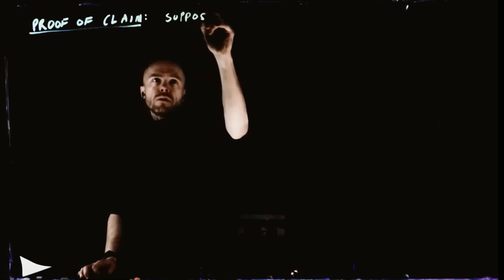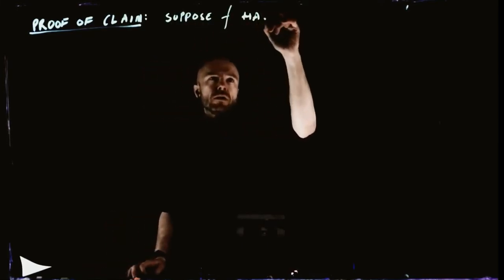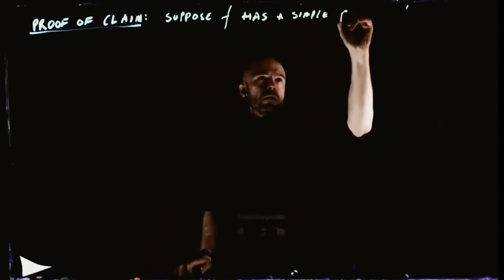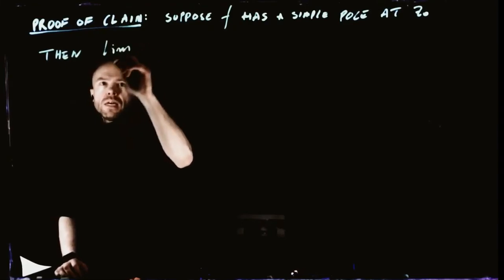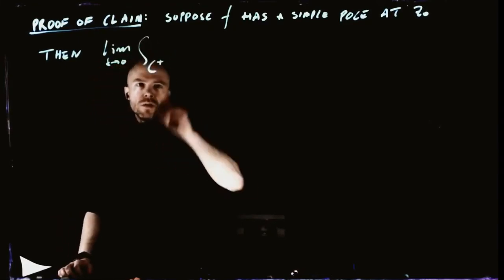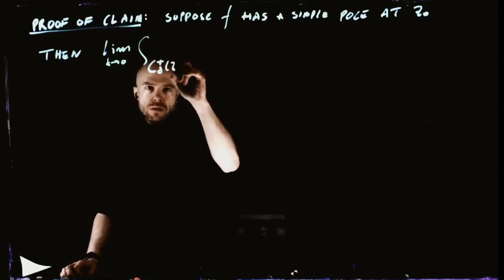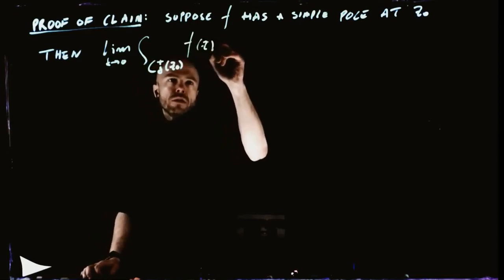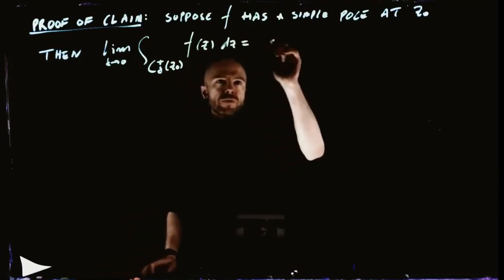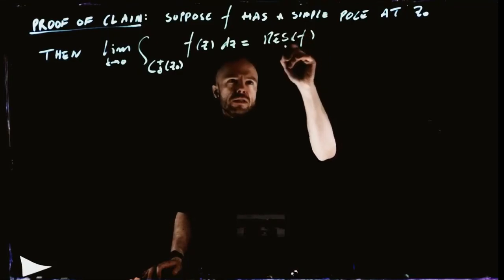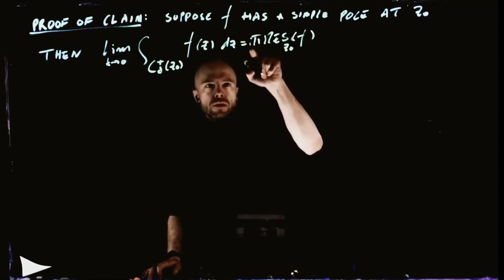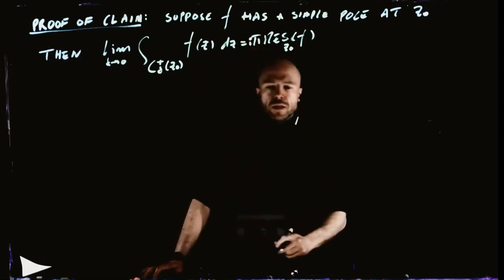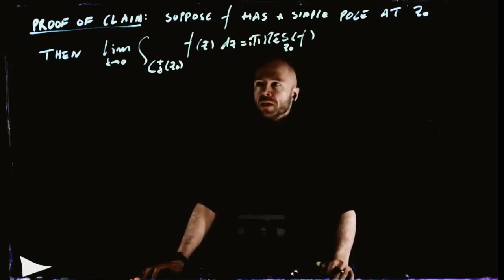Suppose f has a simple pole at z0. Then the limit as delta goes to 0 of the integral around the upper semicircle oriented anti-clockwise of f(z) dz is equal to the residue of f at z0 times i times pi, instead of i times 2 pi as we normally would have. Okay. All right, let's see why.